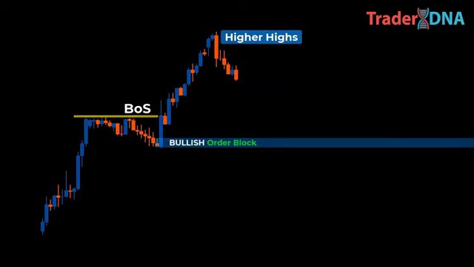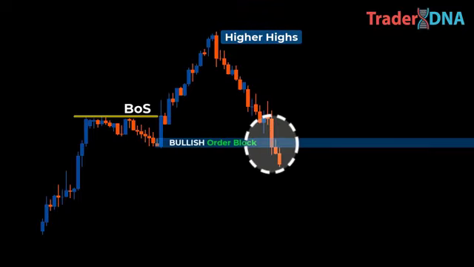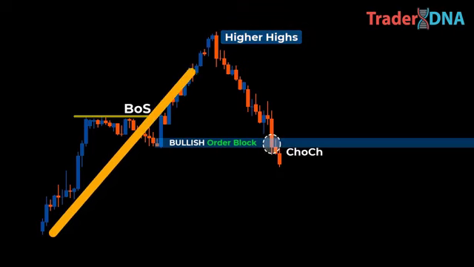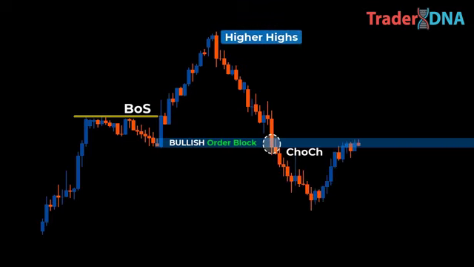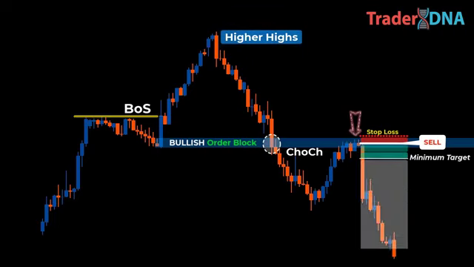However, the price then moves downward, breaking the order block. This also causes a change in character, meaning the trend has shifted from bullish to bearish as the price breaks below previous lows. As the price retraces back toward the previous order block, this level now acts as a potential resistance zone. This is an ideal area to open a short position. Place your stop loss just above the breaker block and set your take profit at twice the size of the stop loss. In this example, the price rejected the order block, hit our target, and resulted in a solid profit.